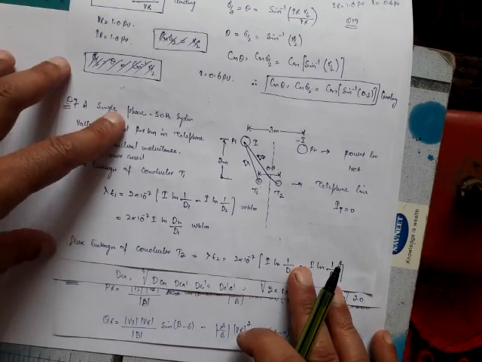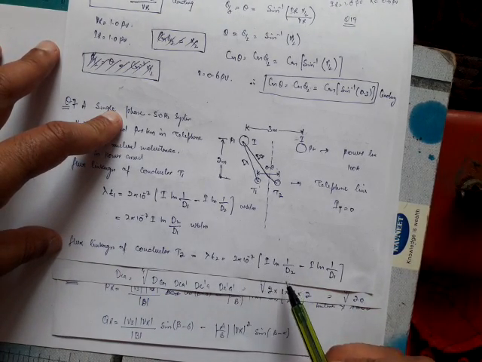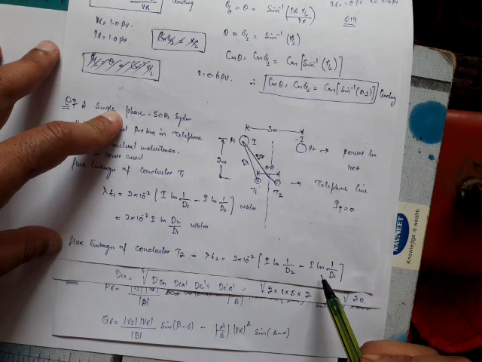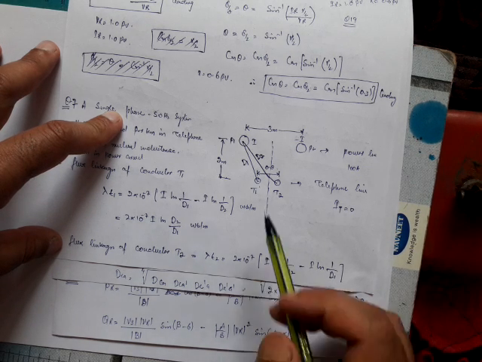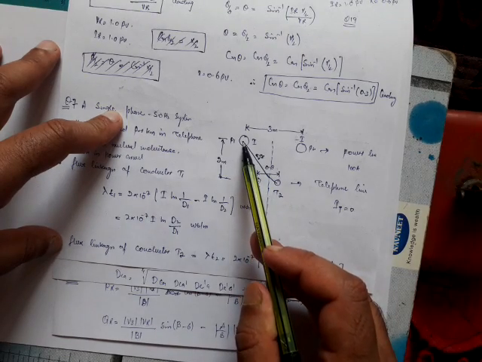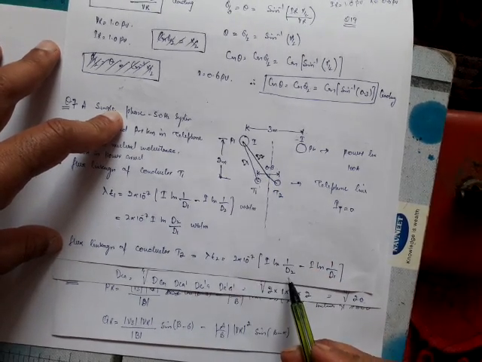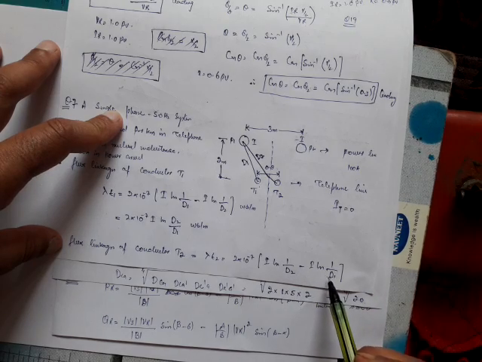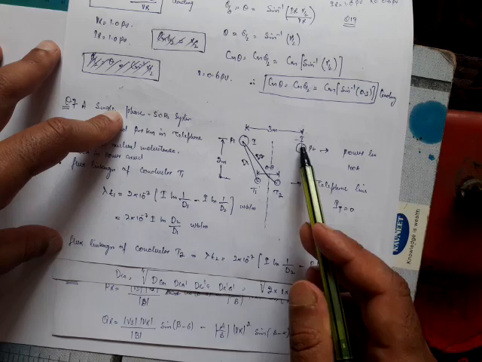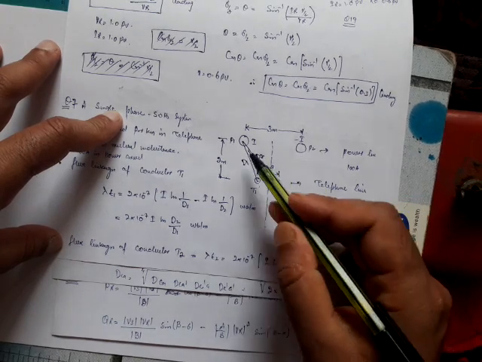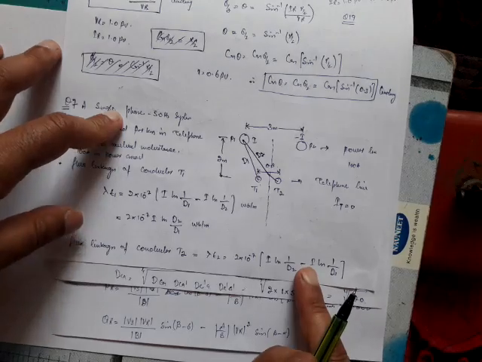Similarly, flux linkages of conductor T2 will be equal to 2 into 10 to the power minus 7 I ln of 1 by d2 minus I ln of 1 by d1, where this I is the current flowing through this conductor, and the distance is d2. That's why first it comes out to be d2. And from this power conductor P2, current flowing is minus I, and the distance from here to here is the same as here to here, that is d1. That is minus I ln of 1 by d1.